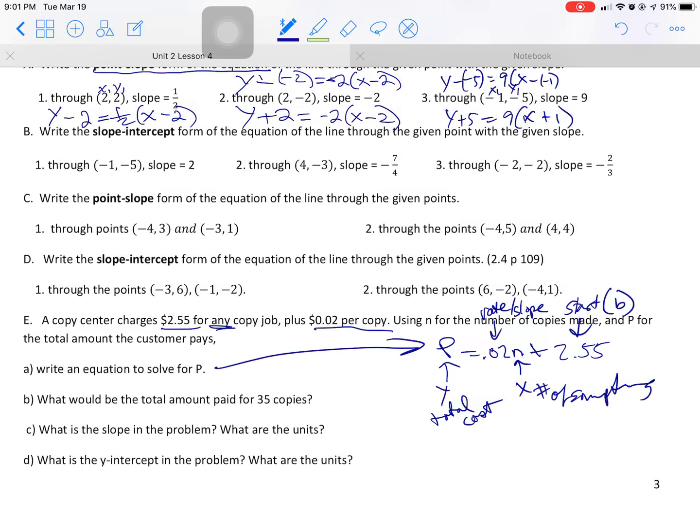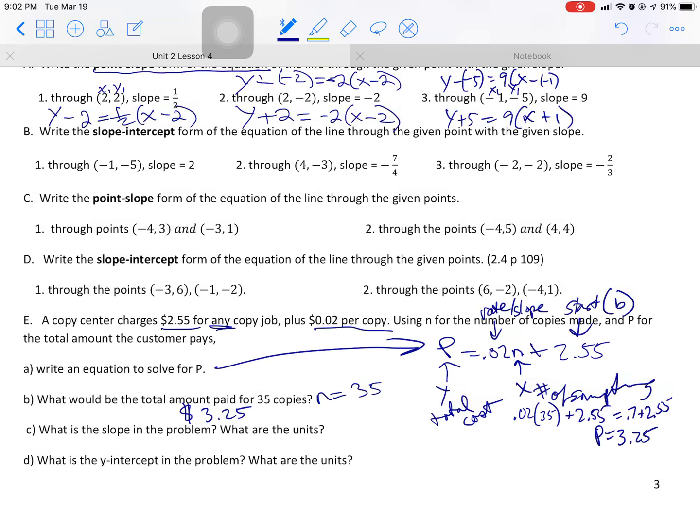I just did that. What would be the total amount paid for 35 copies? That's code for N equals, in this case, N instead of x, 35. So that means if I put a 35 in there, 0.02 times 35 copies plus the start amount is going to equal, if I did that right, 0.7 plus 2.55. That's pretty cheap copies. It's going to be P equals $3.25. Not too bad.